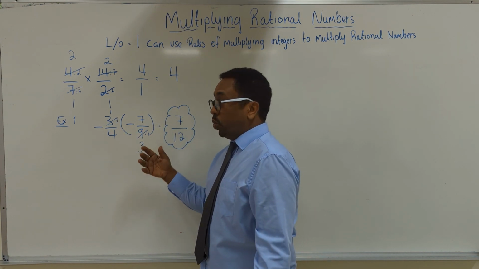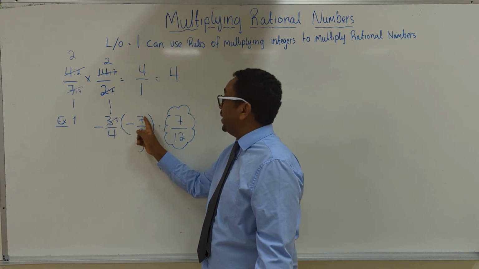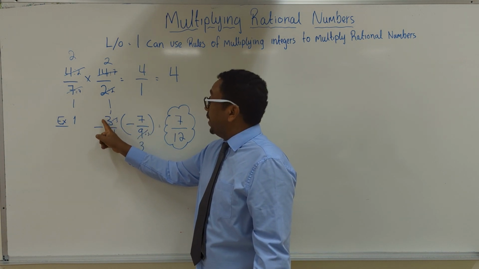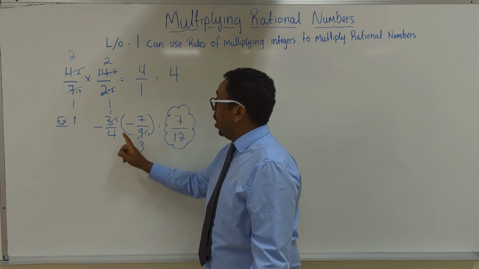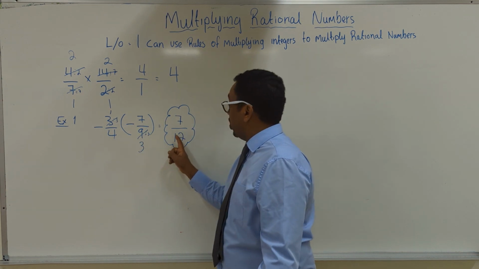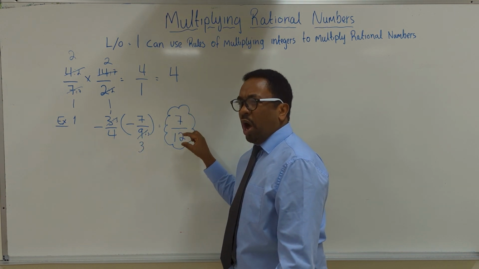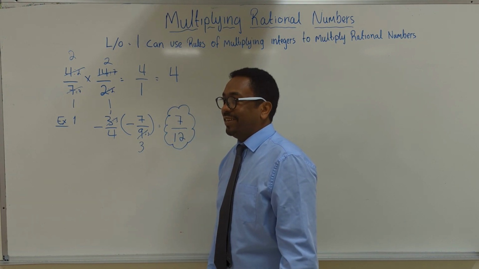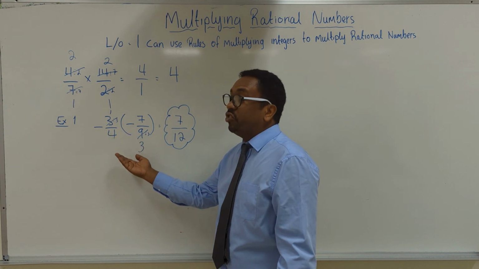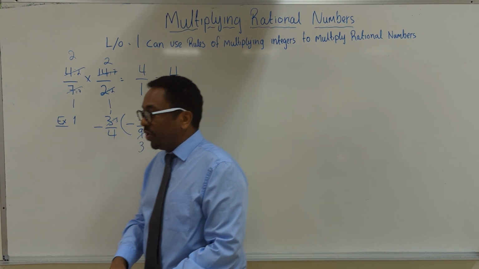What we could have done is multiply this by this. 3 times 7 is 21, 4 times 9 is 45. And then we have to think, how can we simplify that? It's possible, but it's harder. But now we did the chop when it was simpler. So let's go for that.